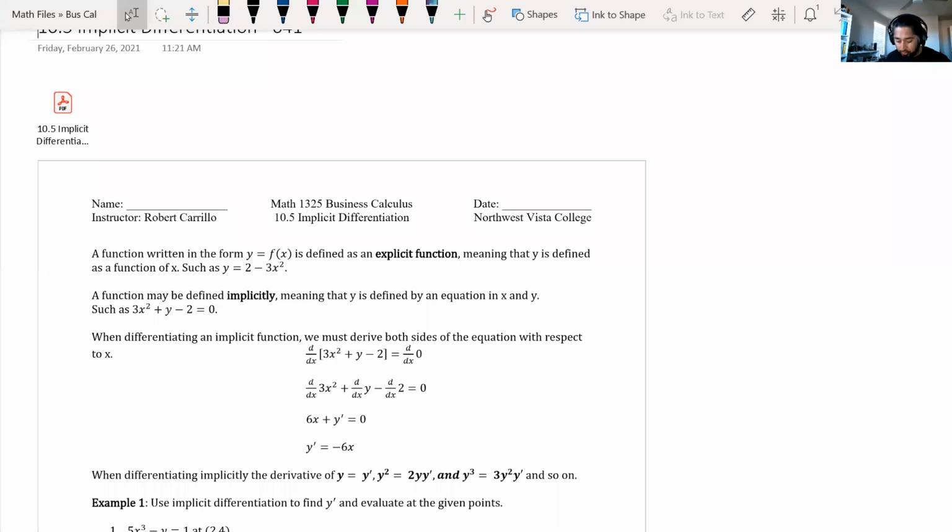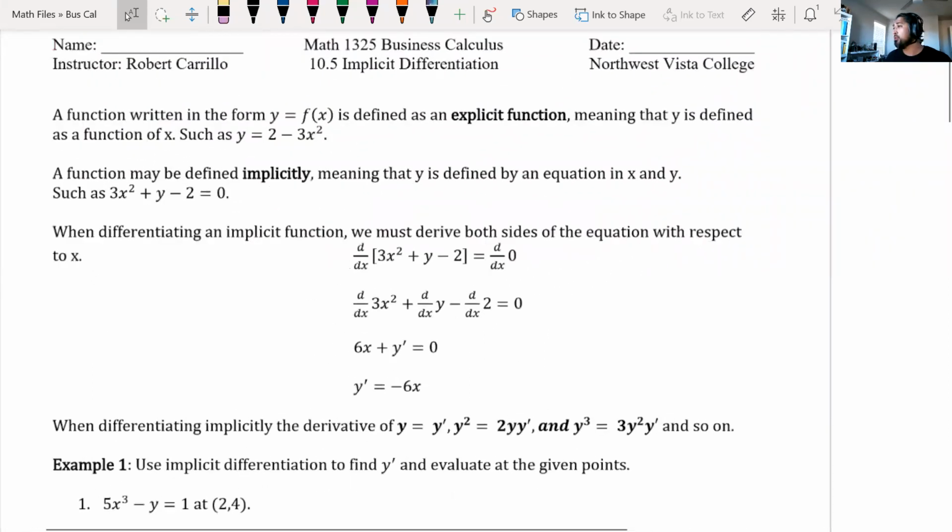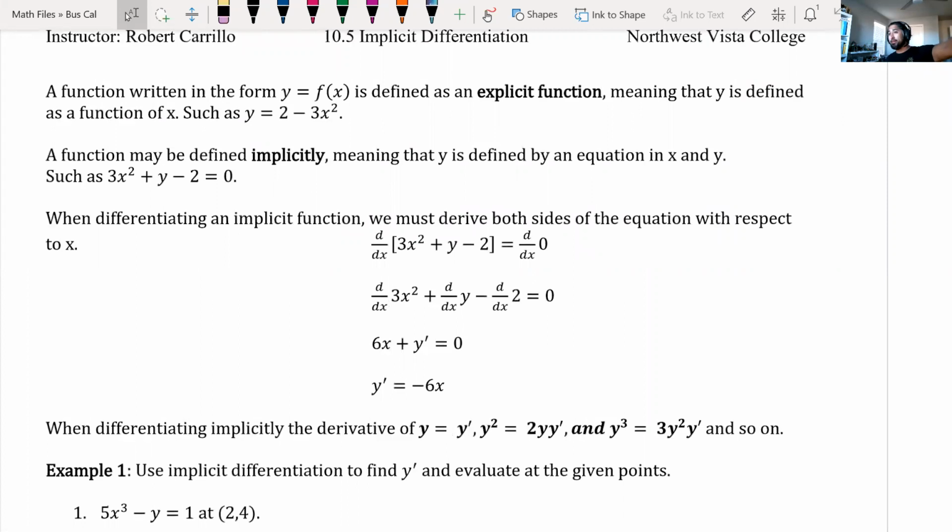Okay. So everything we've been doing up to this point in our math career has been explicit mathematics, right? What we've dealt with have been explicit functions, such as y equals x, f of x equals x, where y is defined as a function of x. These are the functions that we're always used to. y equals, y equals, y equals. These are called explicit functions.